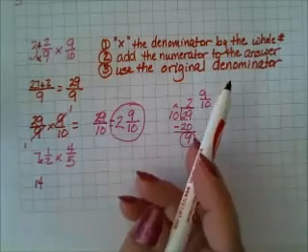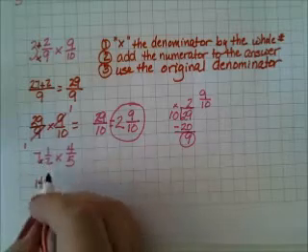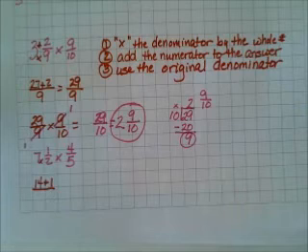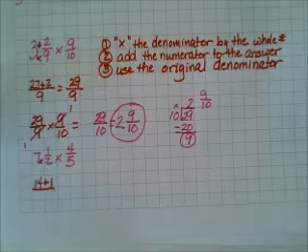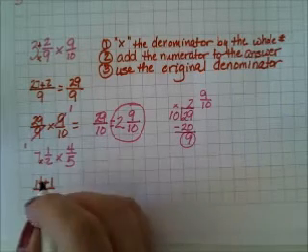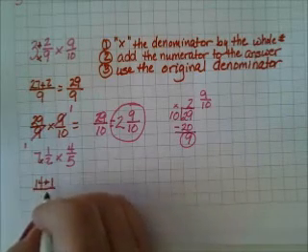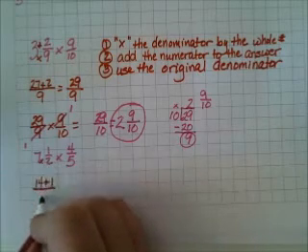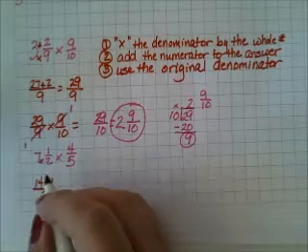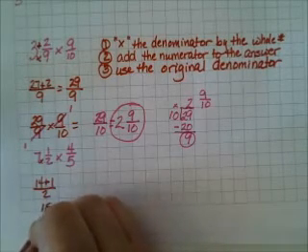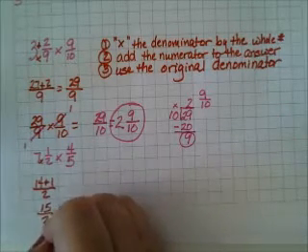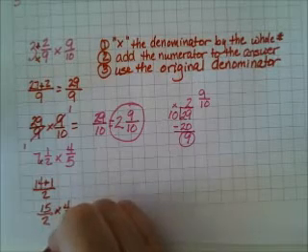Then I'm going to add the numerator to the answer. So I'm adding my numerator, which is 1. And then I am going to use my original denominator, which is 2. So when I add this together, I get 14 plus 1 is 15 over 2, right? Times 4 over 5.